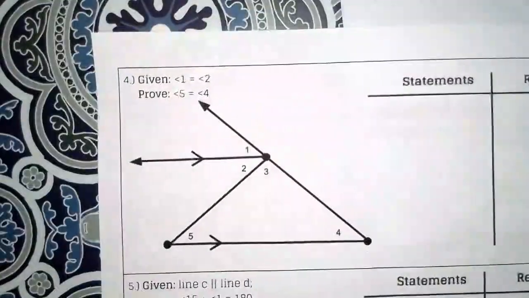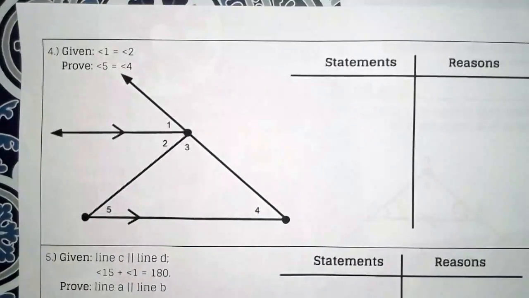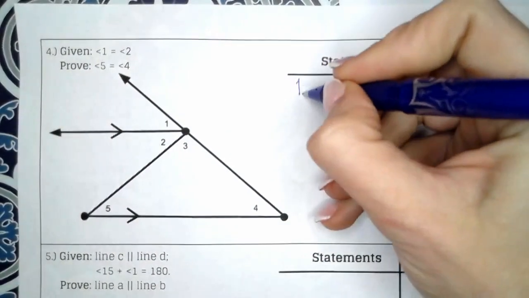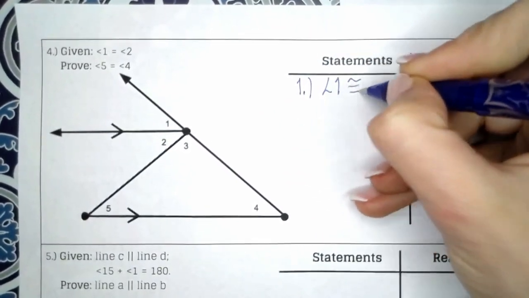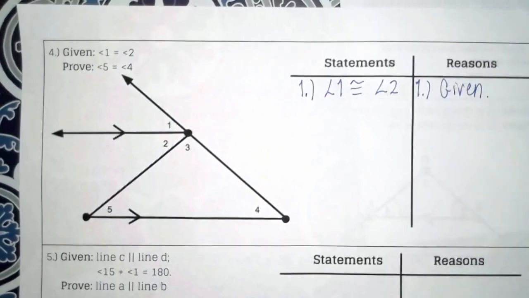Next. Okay, this one was a little sneaky in some spots, but we can definitely handle it. You guys got this. Angle 1 is congruent to angle 2. Well, that's the only given, so that's more or less definitely how I'm going to be starting the proof, right? So let's even get that written. Angle 1 is congruent to angle 2. And again, reason is it was given.